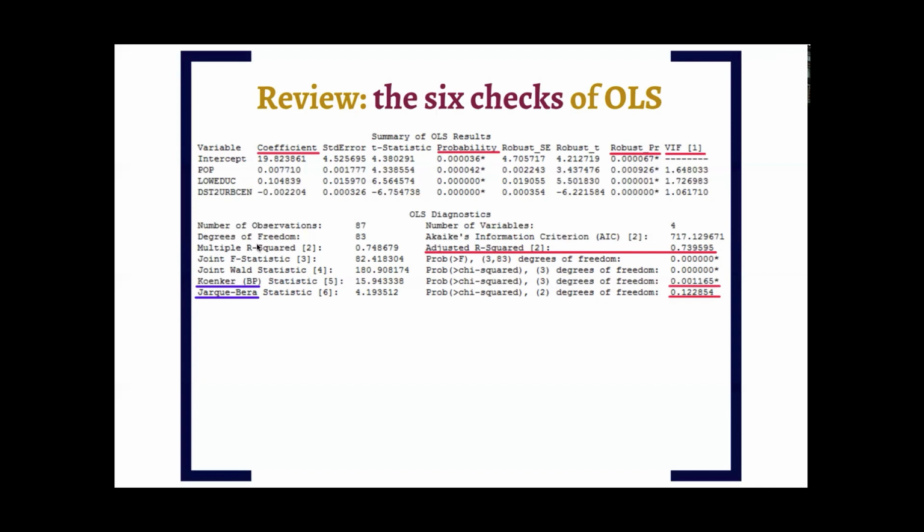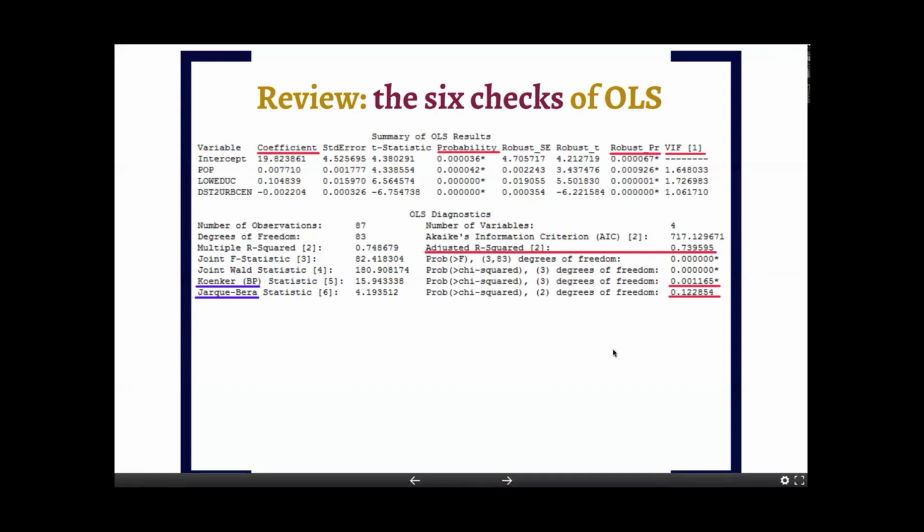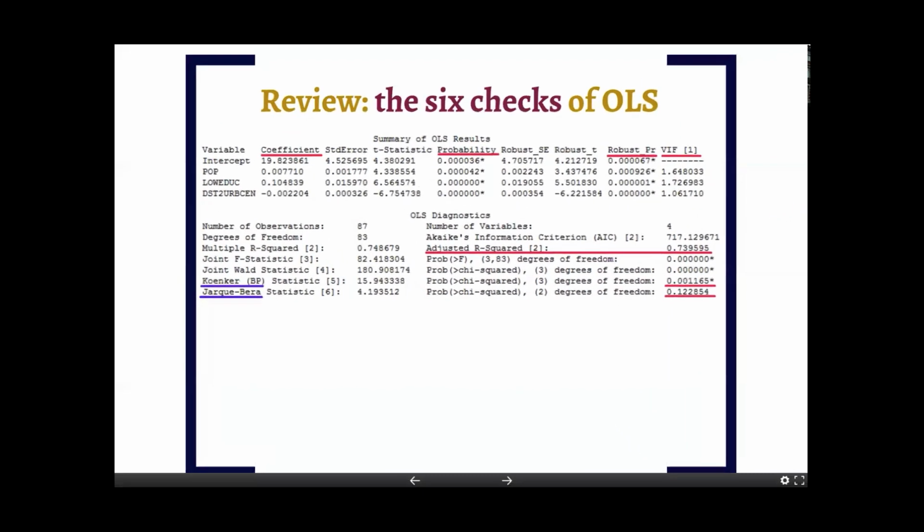So if you see one problem, you will likely see 5 or 6 problems. Or if the model somehow passed all 5 tests, it will probably pass all the tests. So that's just a quick review about the regression.